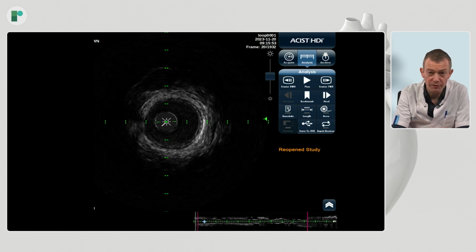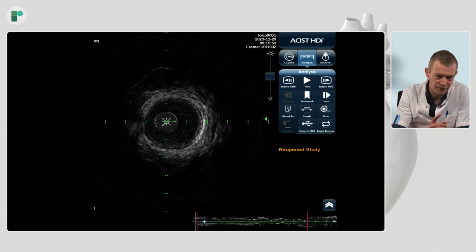So step number 1 of imaging, it's always the same. You look at the morphology of the plaque. So you look at the calcium, you look at the severity of the disease. There's no need to start measuring immediately because this is not the stage that you want to start measuring and stenting. This is the first pullback.